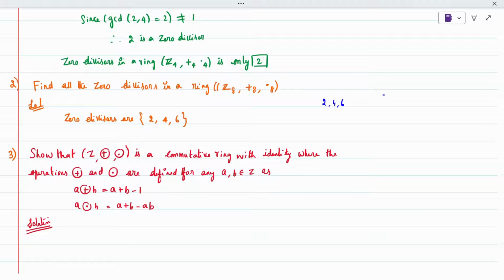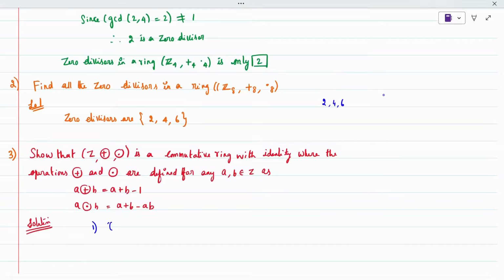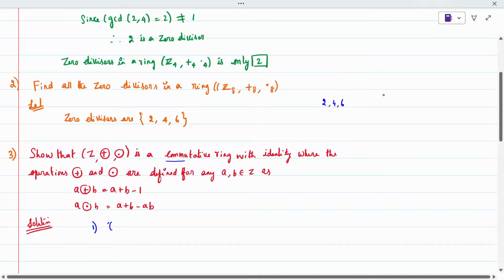Okay, first I will prove one by one. First case, I will prove for the plus operation. So we have to prove that the set is a ring, which is a commutative ring. The commutative ring is nothing but R. So R with plus operation is abelian. We have to prove it first.